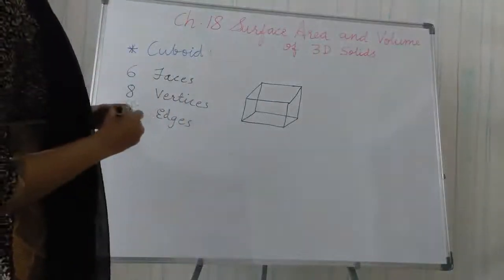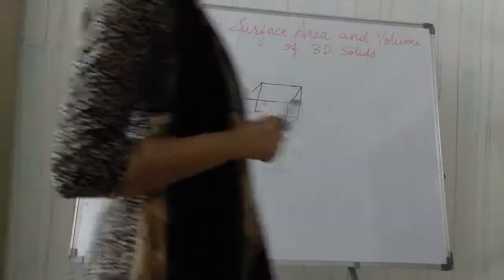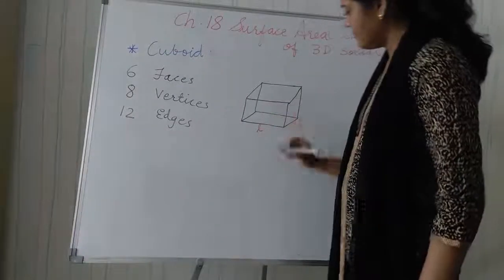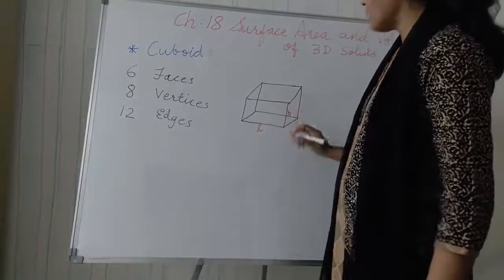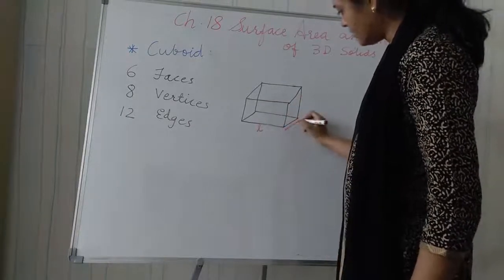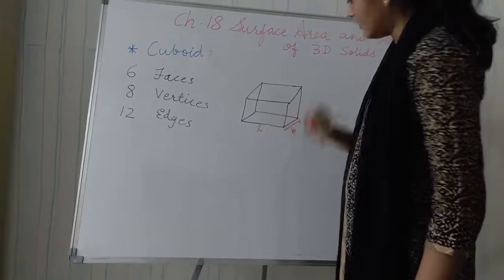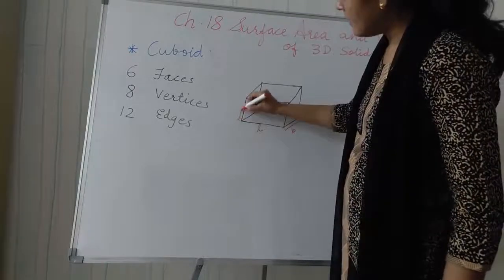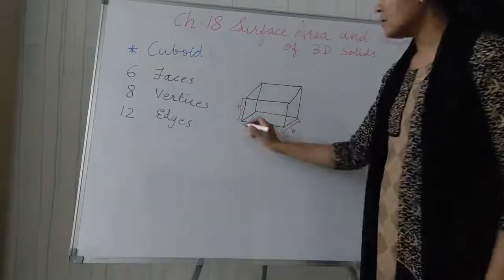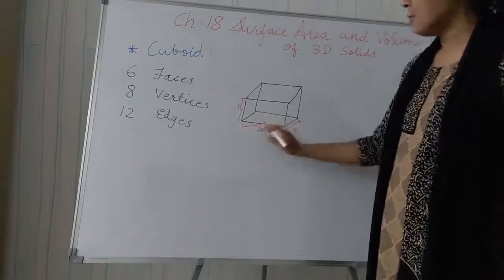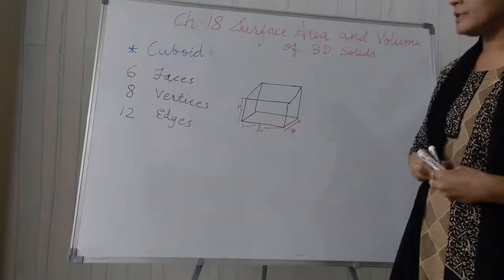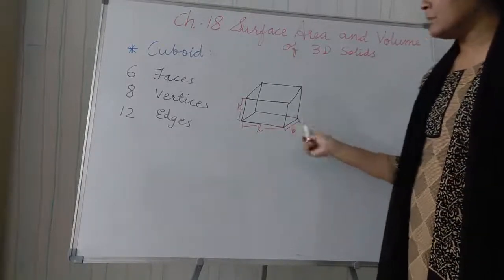Okay. So this is the cuboid I have drawn here, and as you know, this is the length, this is the breadth. Actually, this is not the breadth, this is the height. This is the breadth, you see, and this one is the height, h. So this is length, breadth and height. These are called the 3 dimensions, L, B, H.